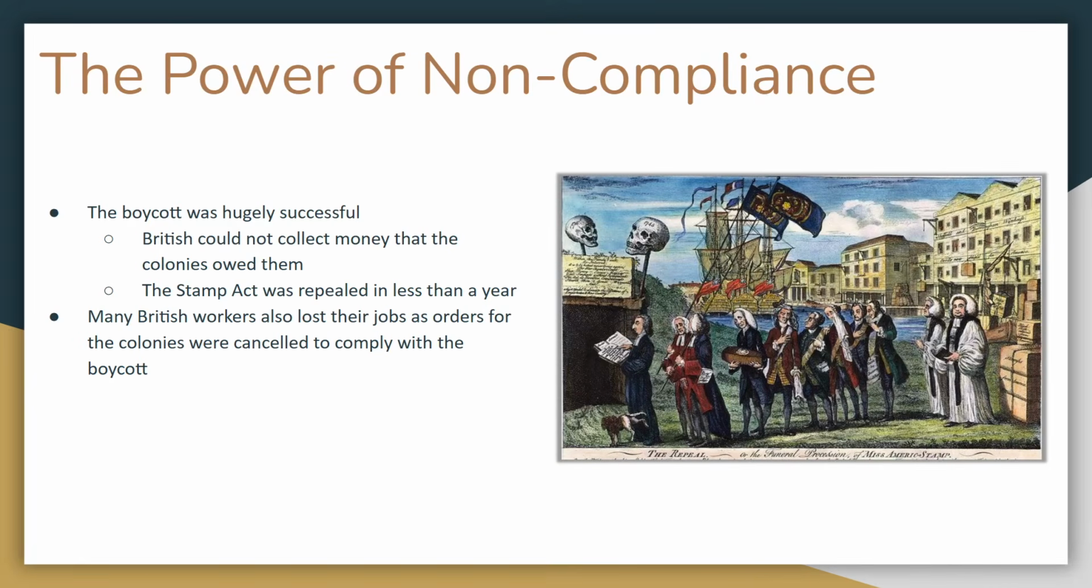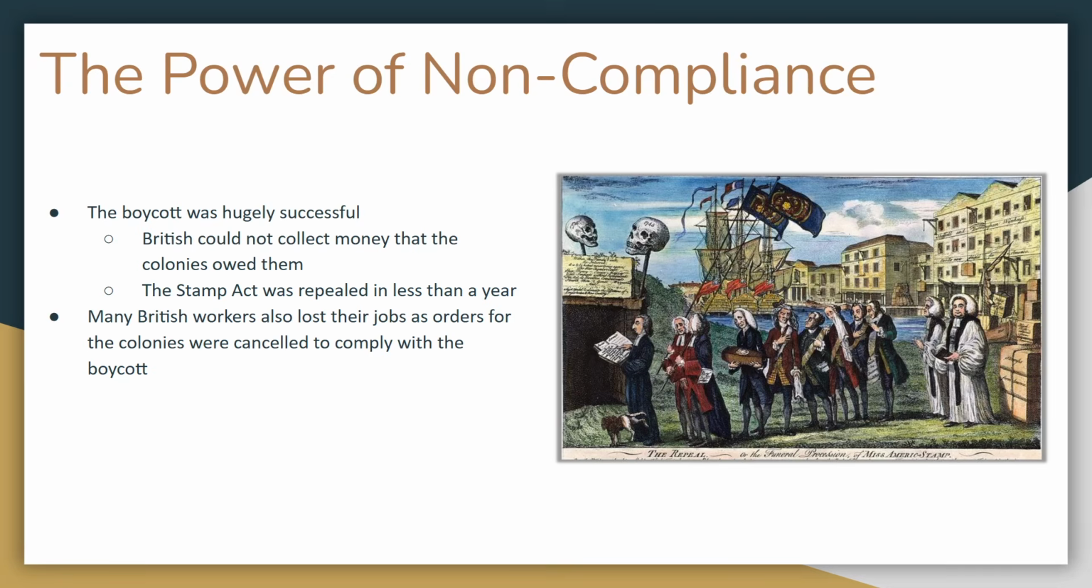Now, turns out this works great. It's awesome. And the Brits can't collect any of the money that the colonists owed them. And they figured, a small amount of money is better than no money. So they repeal the Stamp Act and try to recoup some of that money on different taxes on different items.